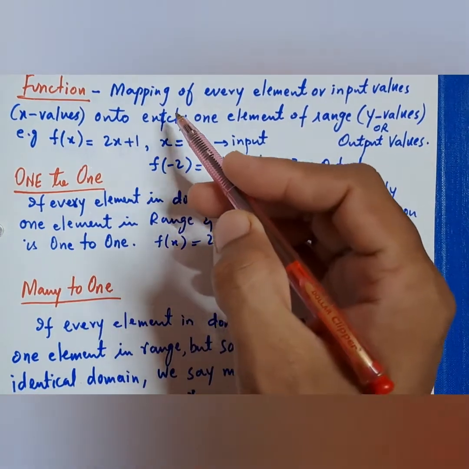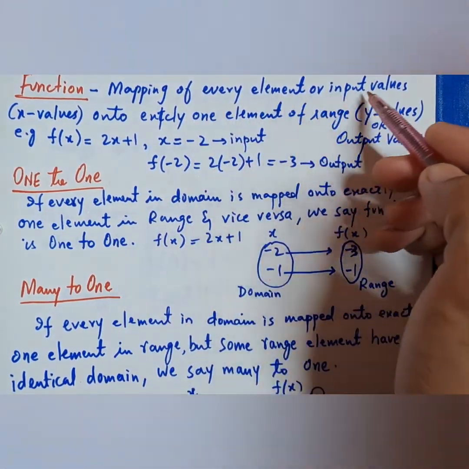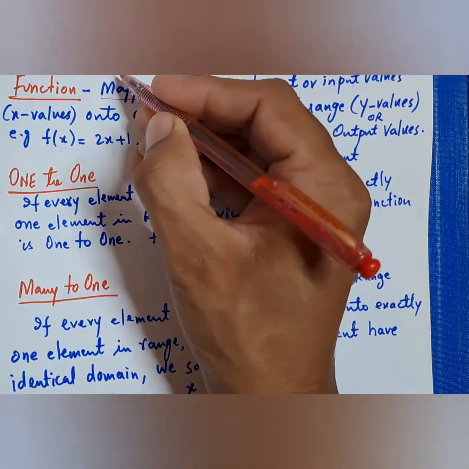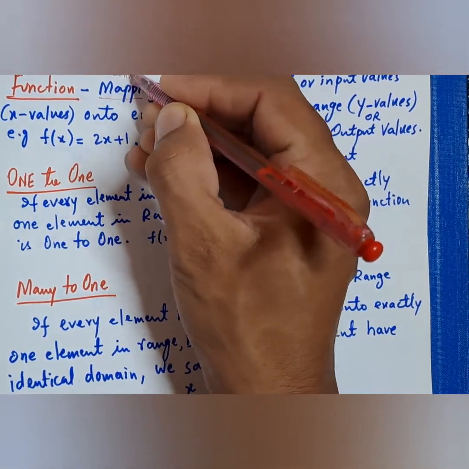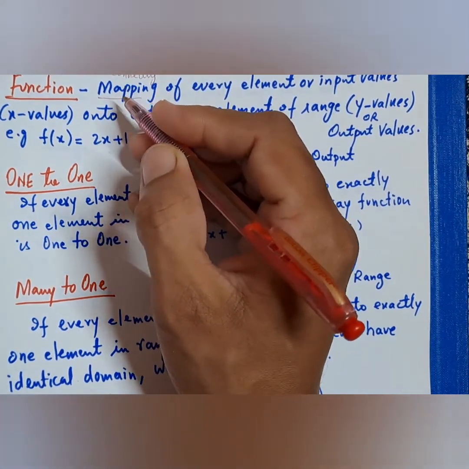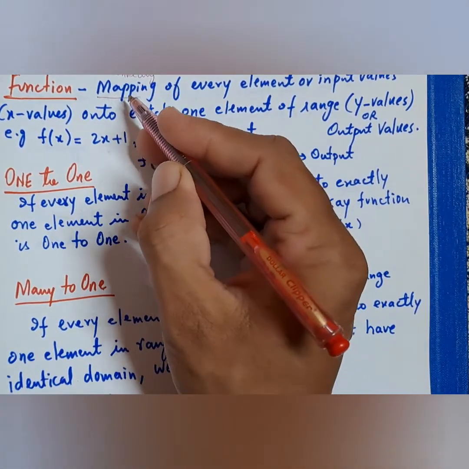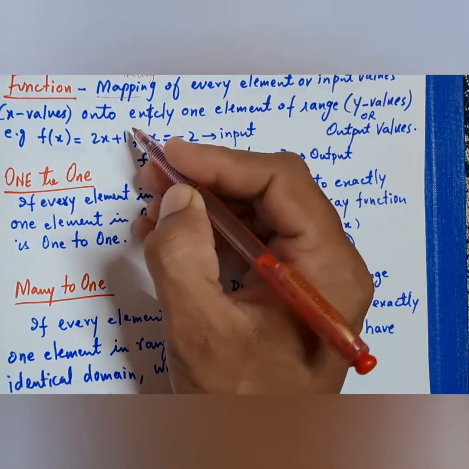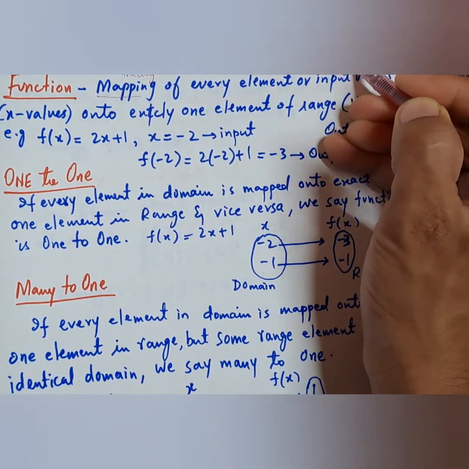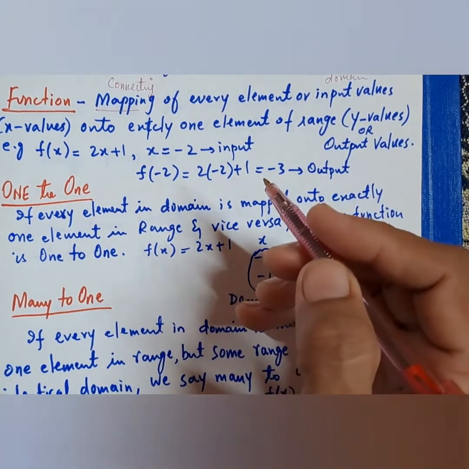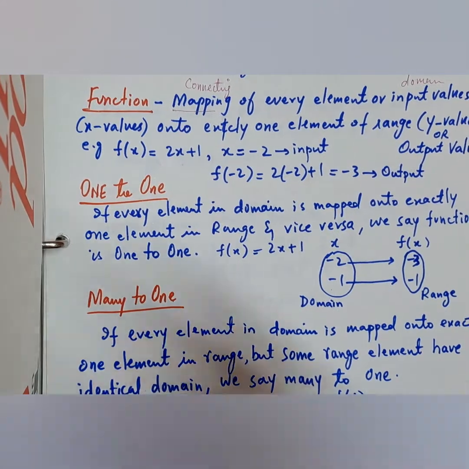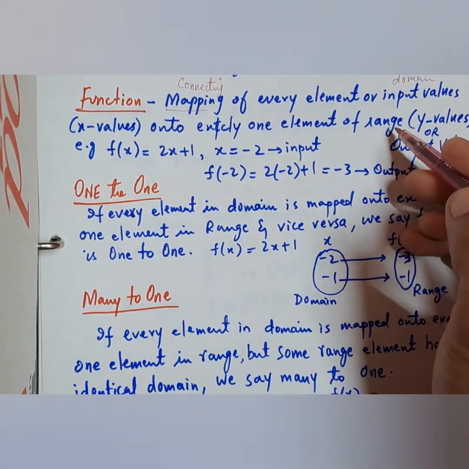Okay, now what is a function? Mapping of every element or input values. Mapping means connecting. Mapping means to make a connection of input values with the output values. Input values we say as domain, and the output values we say as range or the y values.